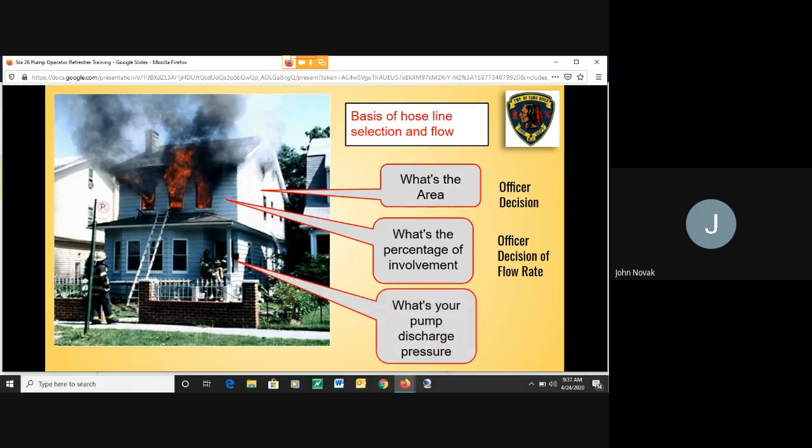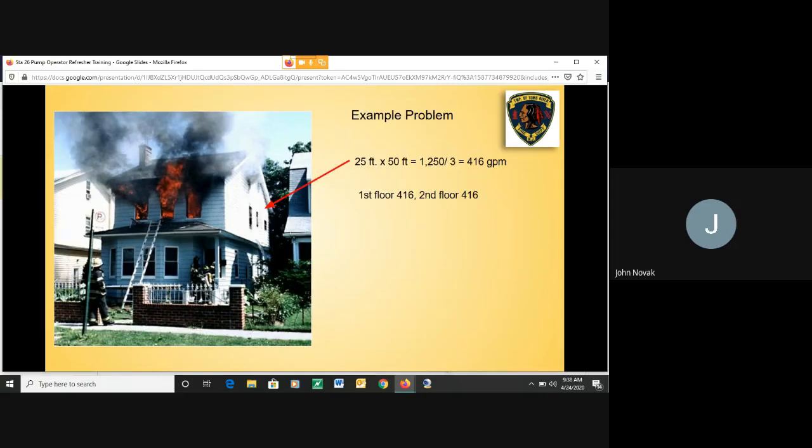So you as the pump operator, you have to come up with the discharge pressure, right? That's your job. Once the officer selects the attack line flow, you have to come up with the discharge pressure as the pump operator. Quick example on this one. So we're using the flow formula.